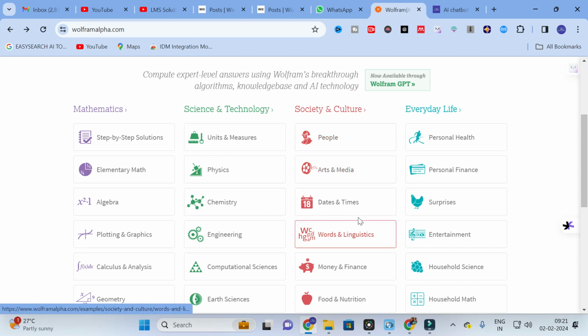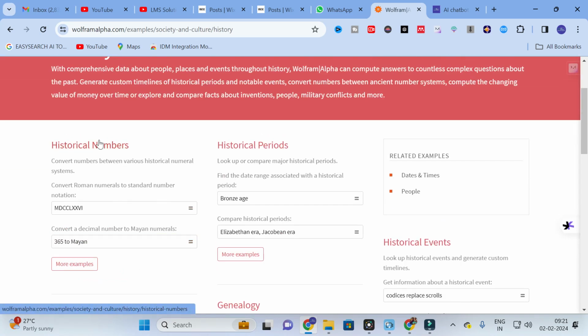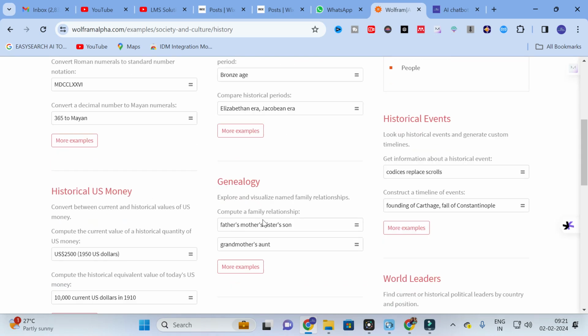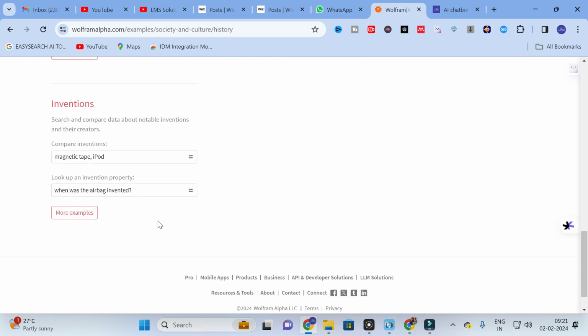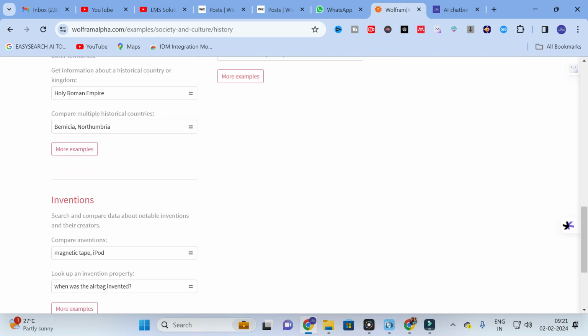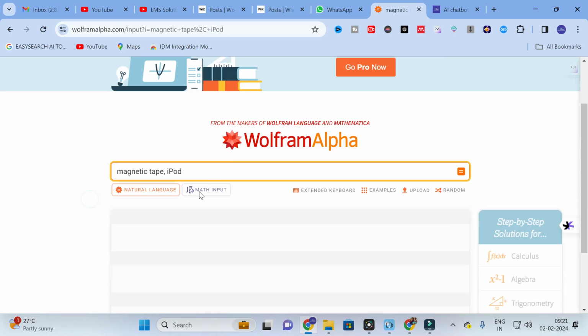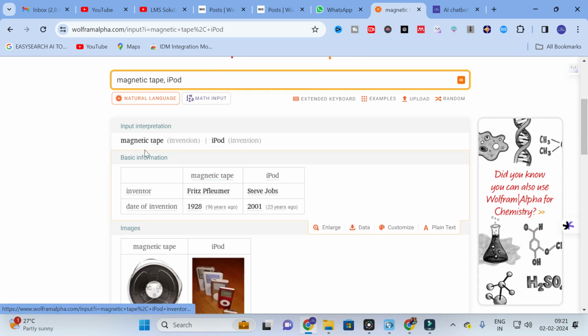So apart from this you can have all the things in society and culture. For example, I am going to click history. So here you can see historical numbers, historical periods, historical US money, genealogy, historical countries, military conflicts, inventions, etc. So if you want any of this, you can just click on this. So compare invention, so you can customize this compare invention. Here you can see magnetic tape and iPod. So the magnetic tape inventor is Friedrich Flummer, so iPod will be Steve Jobs. So it will compare the two different things.